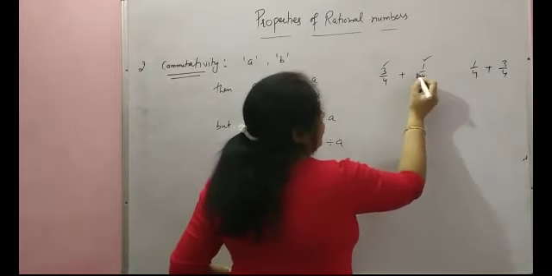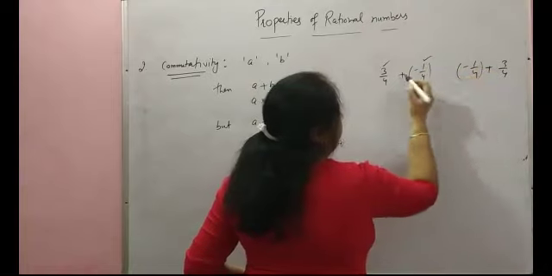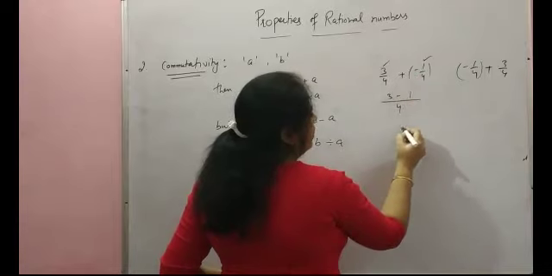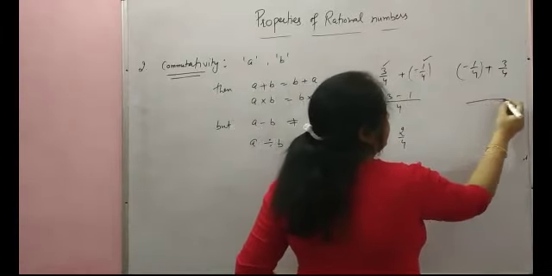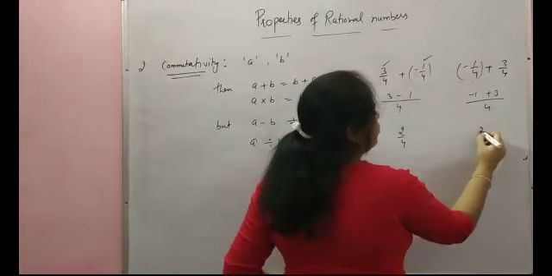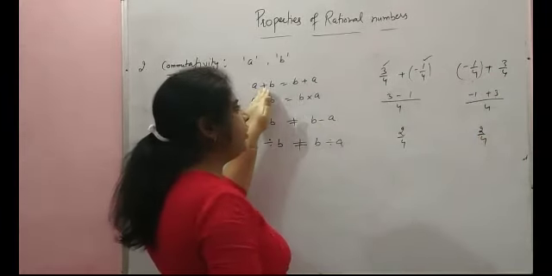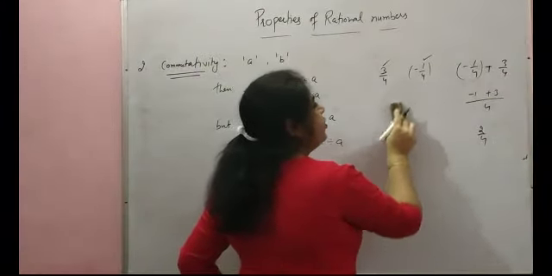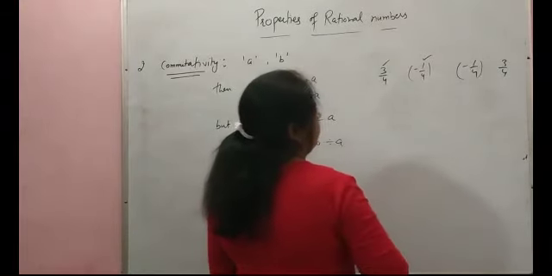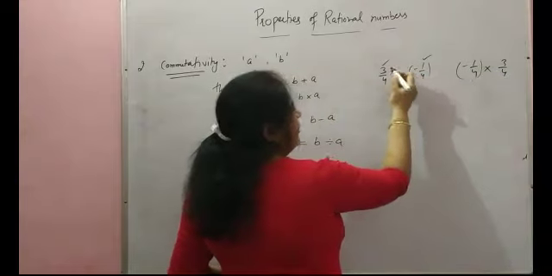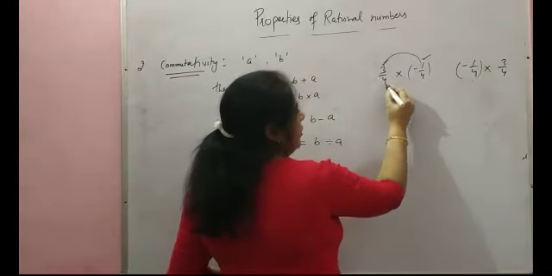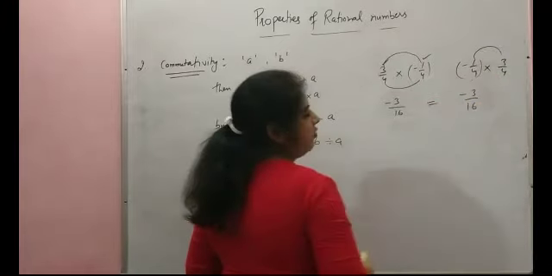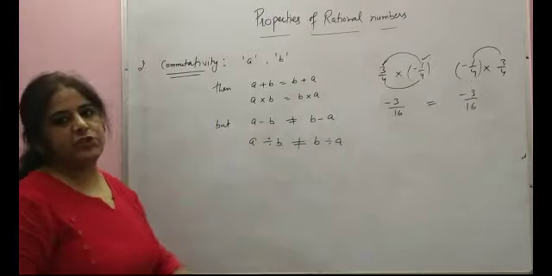See, if we are adding them, what would the answer be? 3 by 4 plus minus 1 by 4. If we take the LCM 4, it's minus 1 plus 3, which gives 2 by 4. It means we can add any two rational numbers in any order, and it will not affect the answer. Same with multiplication. If we multiply, the answer is minus 3 by 16 either way. The answer is always the same. But it's not possible in the case of subtraction and division.